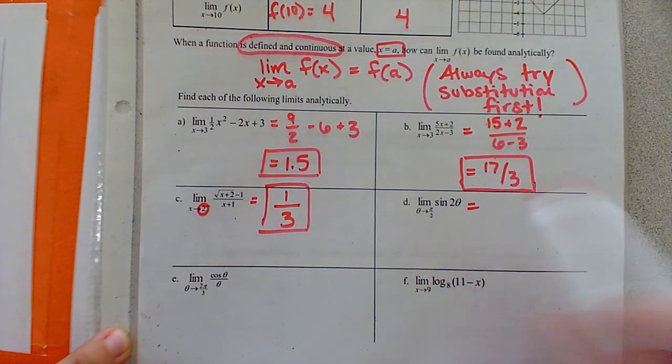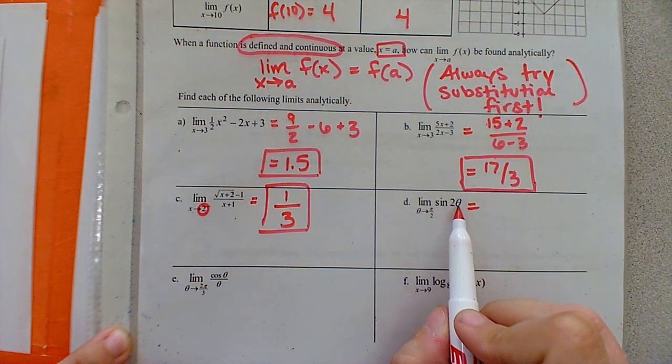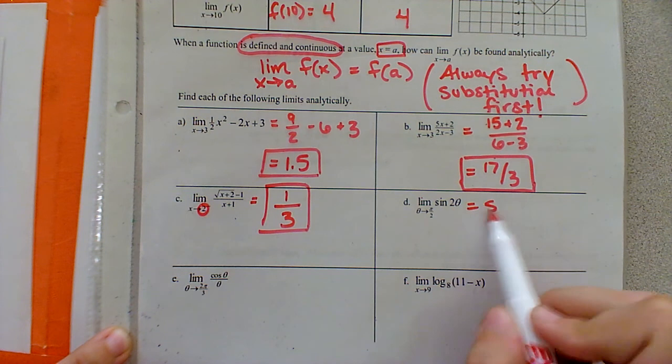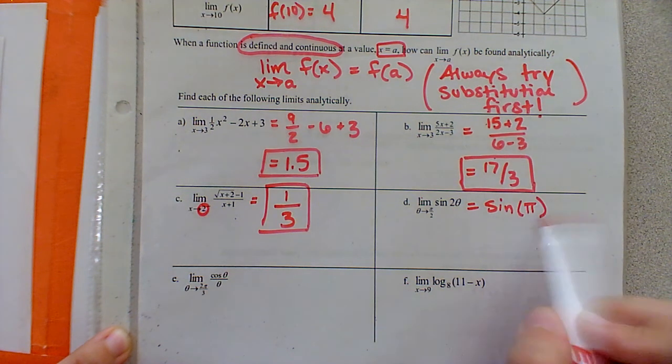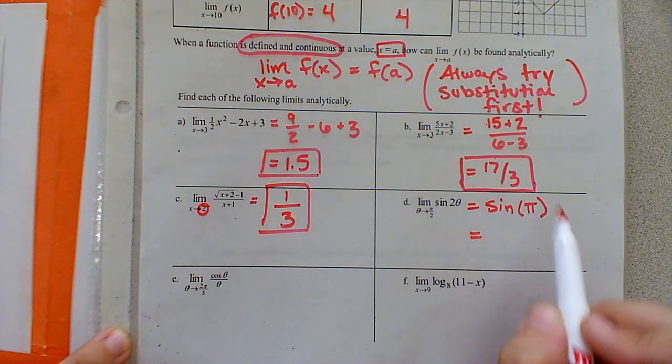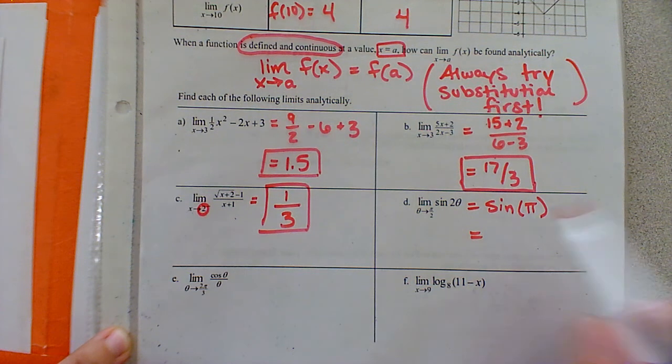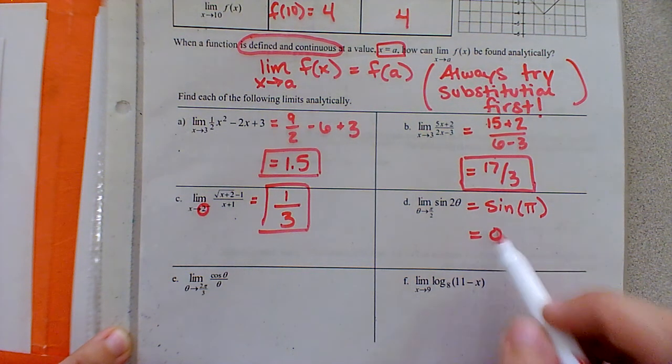Moving on to some trig, if we substitute in pi over 2 times 2, we would just be left with pi. And this should be a point that we are familiar with or we know exactly. Sine of pi is 0.